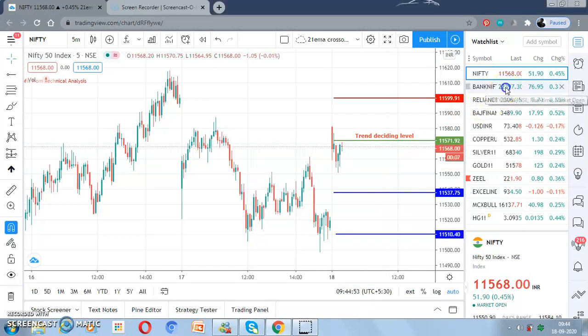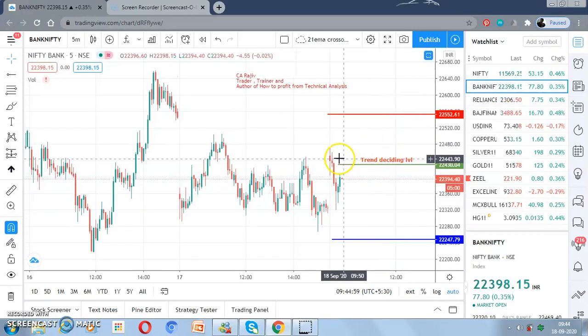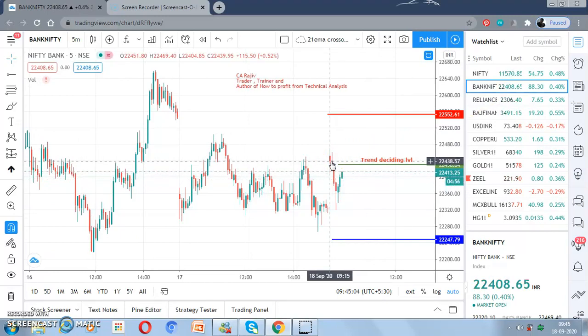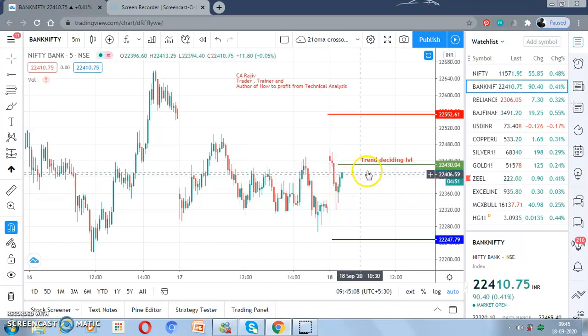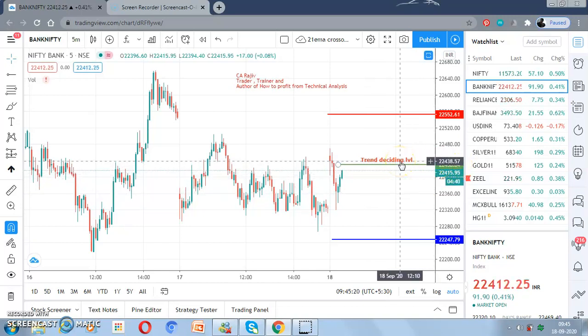Now let me go to the Bank Nifty. Bank Nifty today has opened with a slight up gap, but subsequently it has fallen. The trend deciding level for Bank Nifty on spot, this is not the futures chart but the spot, is 22,430, so safely 22,450 is your reference level for spot Bank Nifty.